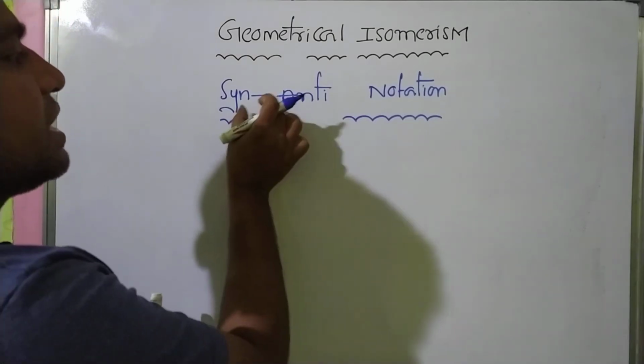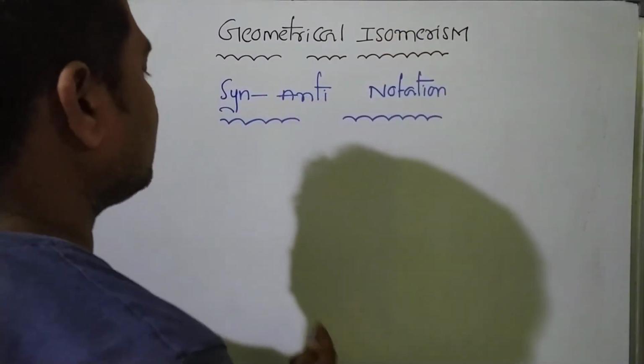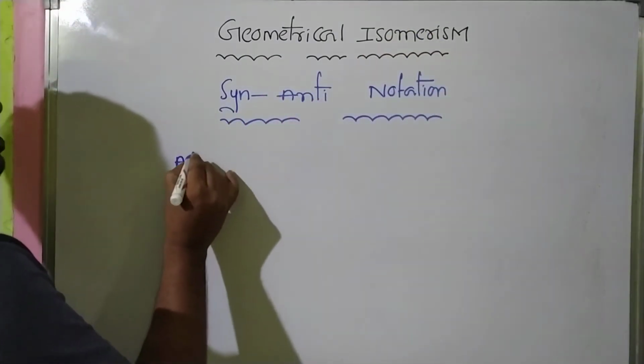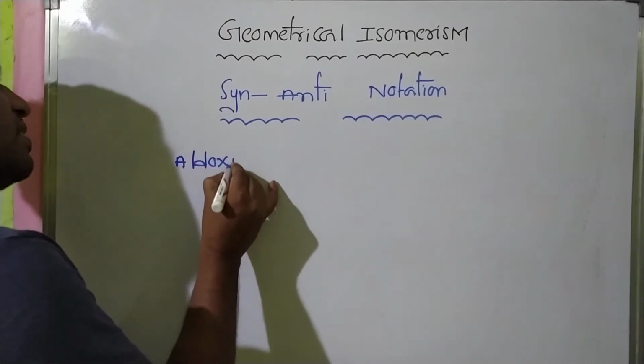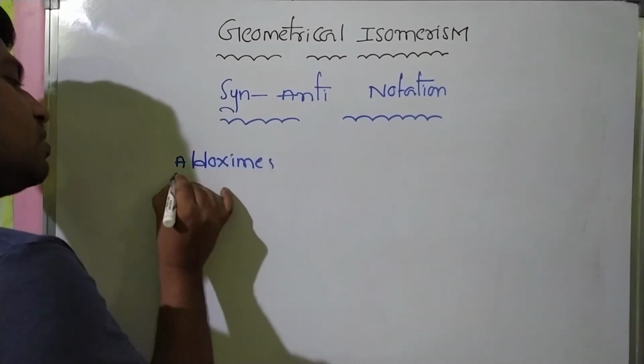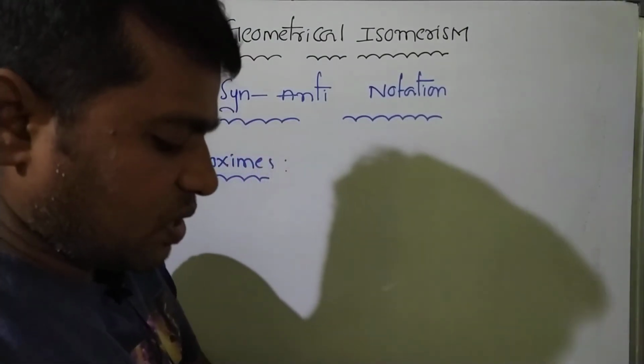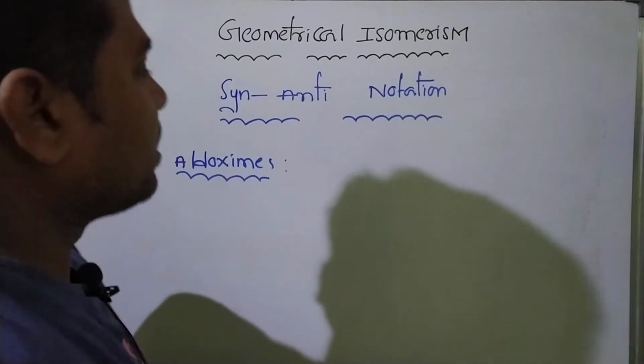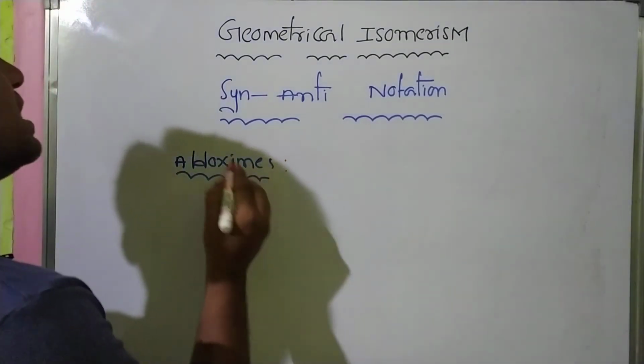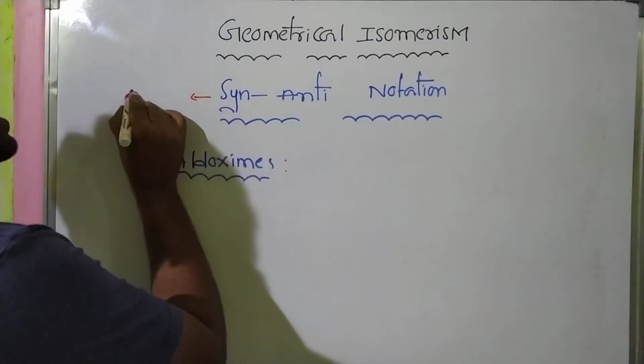So what is called syn-anti notation? First of all, we will take oximes. Okay. Now one example. What is called the syn isomer? What is called the anti isomer? Very easy. Syn means same side.